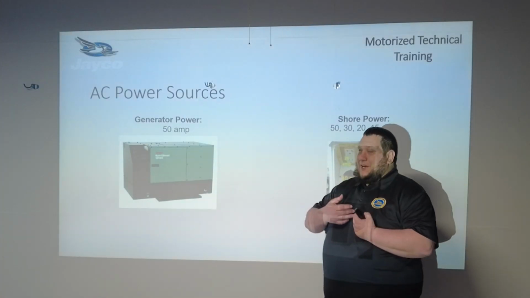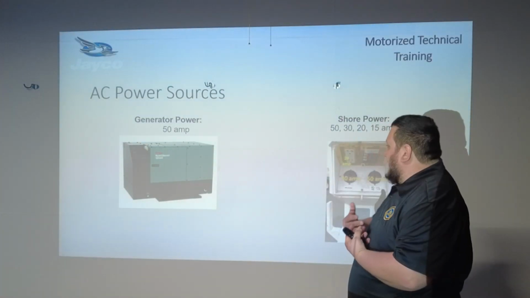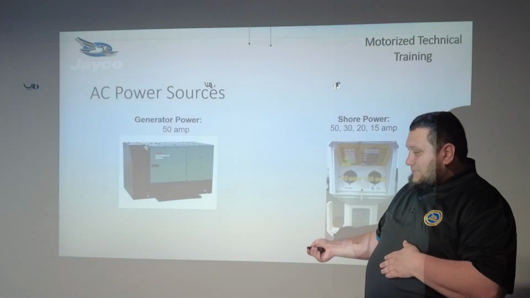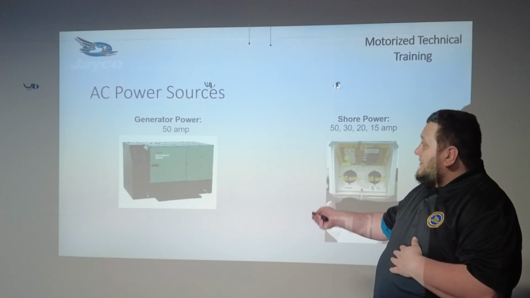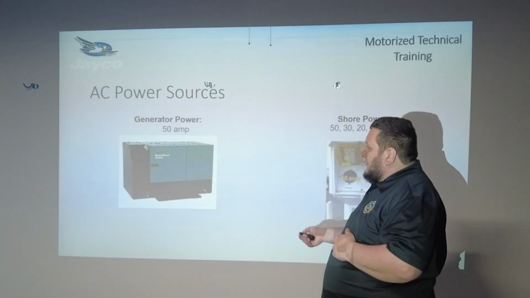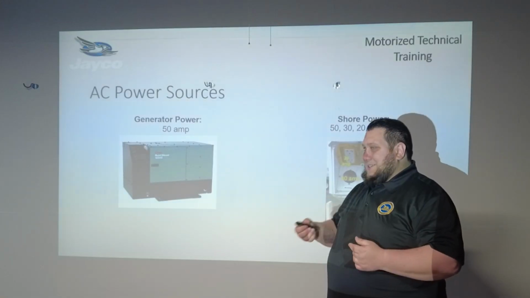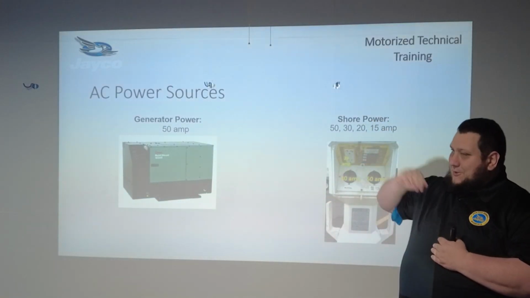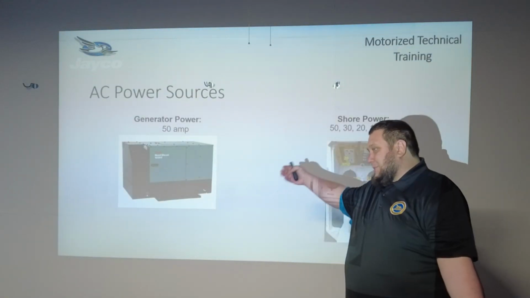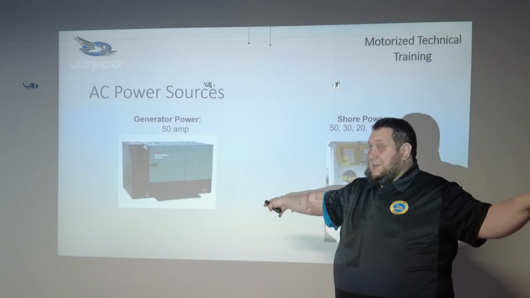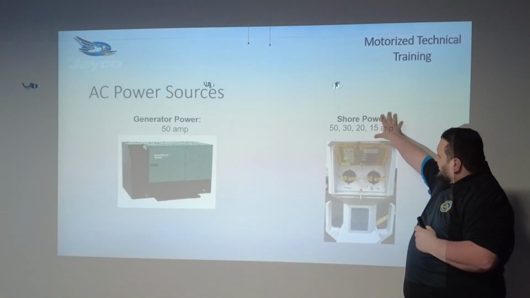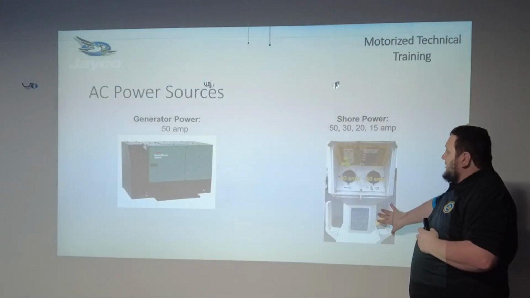Let's talk about our AC power sources that we use in coaches. We have two main sources. We have the generator, which provides 50 or 30 amp depending on the model. It provides 50 amps of AC power to the coach so that you can have power like you'd be plugged into shore, but from anywhere. As long as the generator's running, you've got power. Now when I said shore, I'm talking about our shore power.